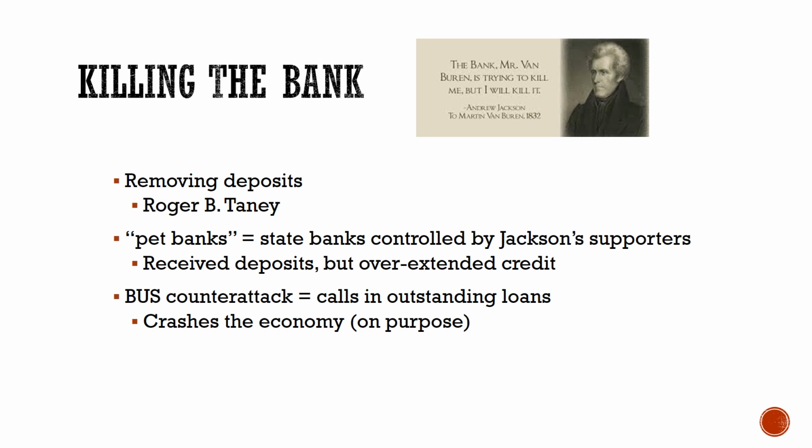Thus, the Bank of the United States would die early. Andrew Jackson is going to go to his Secretary of the Treasury and order him to withdraw U.S. funds from the Bank of the United States. But the problem is, his Secretary of the Treasury says no and resigns.